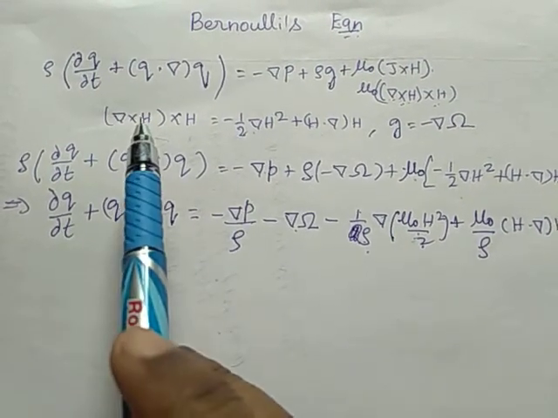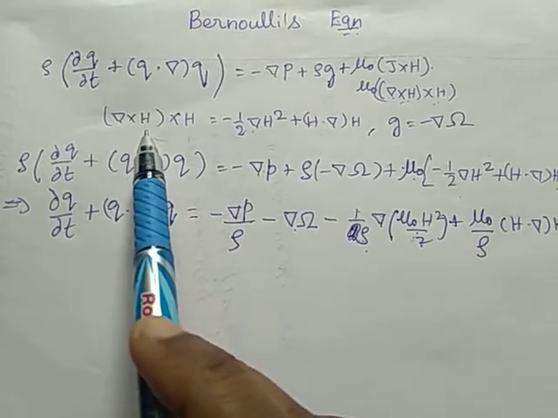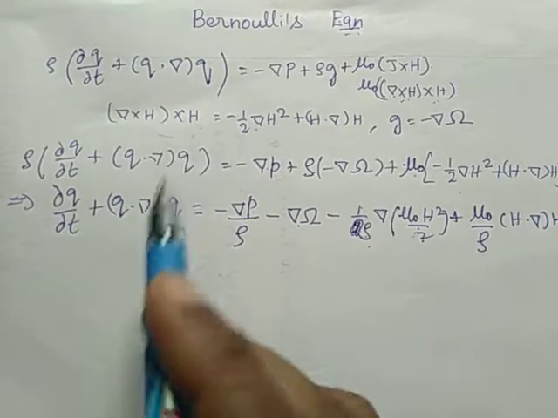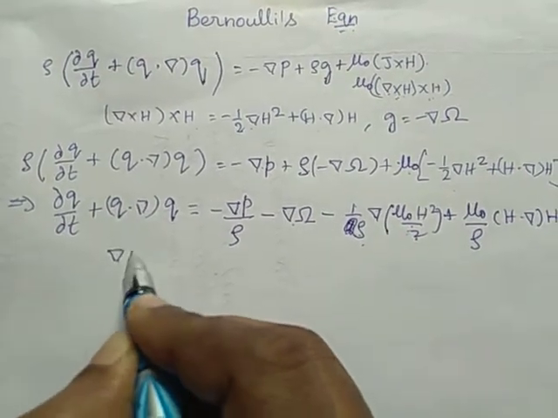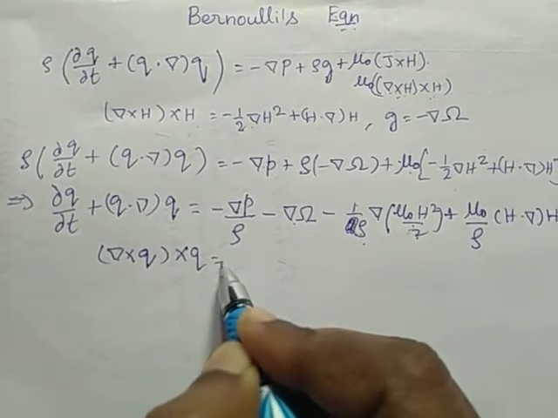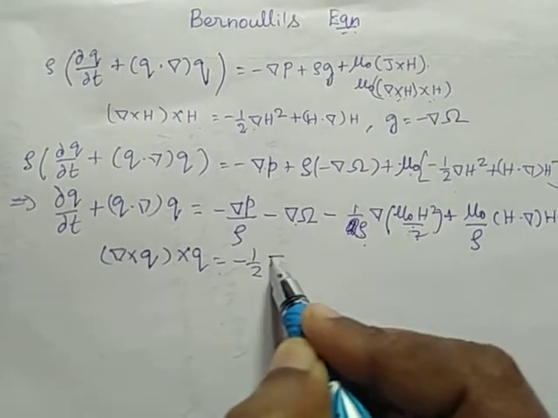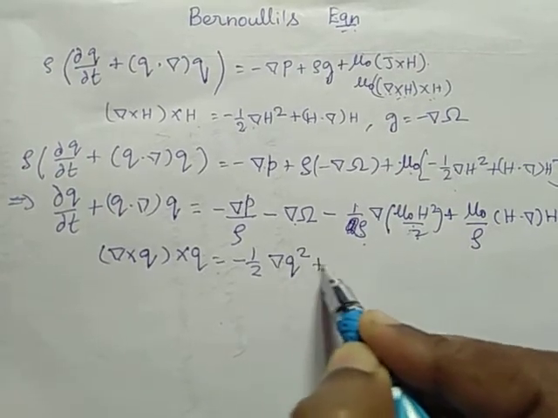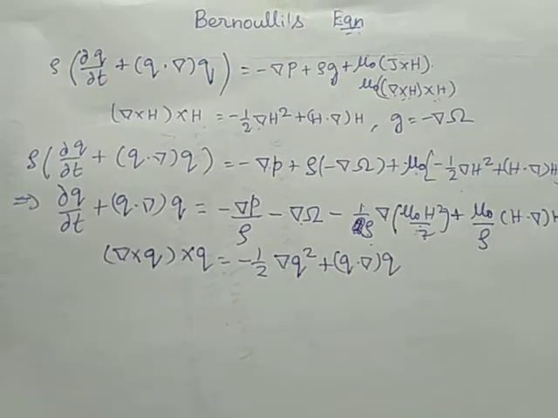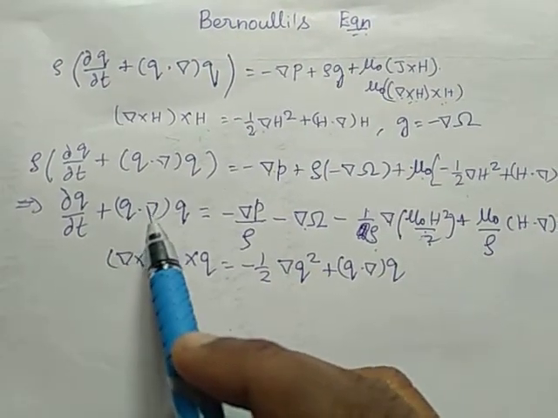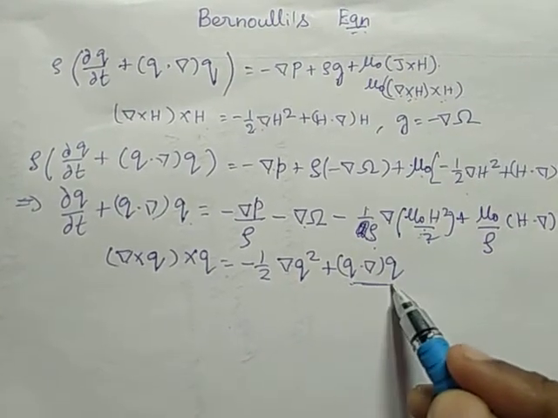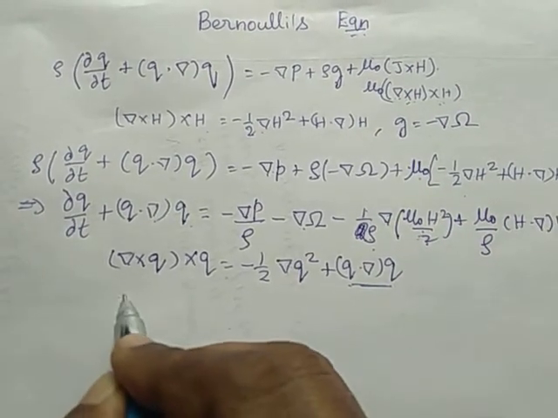Also here we have already written del cross H in this form. So here instead of H I am substituting q. What will I get? Del cross q is equal to minus 1 by 2 del q square plus q dot del of q. So here we have q dot del q. Here we have q dot del q. So find this value. What is this value?